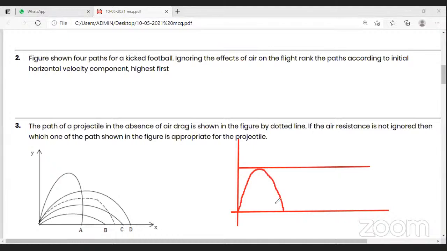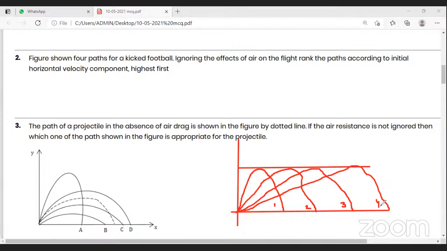This is the first path given. And the second path is given like this. Of course, let me consider all these are parabolic only. And the third path will be like this. And the fourth path is having much more range here. So all these were named as the first path, this is the second path, third one, fourth one. This is the question given.